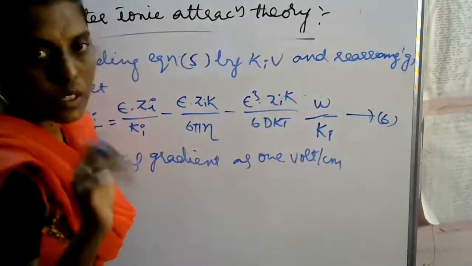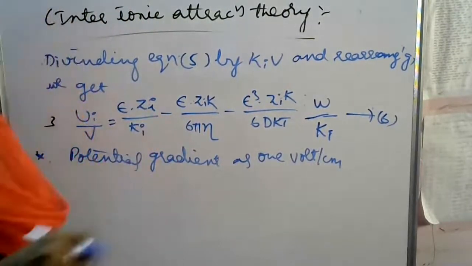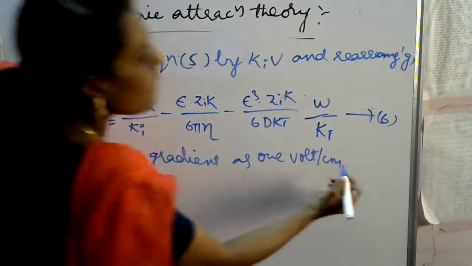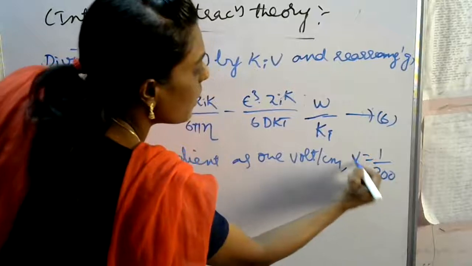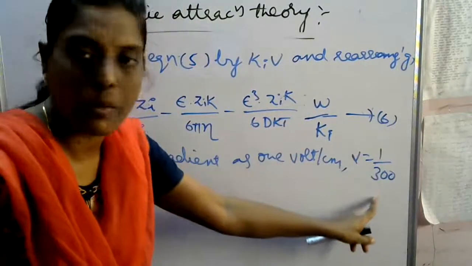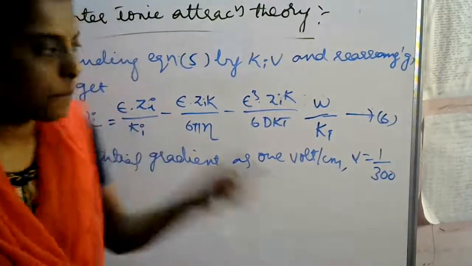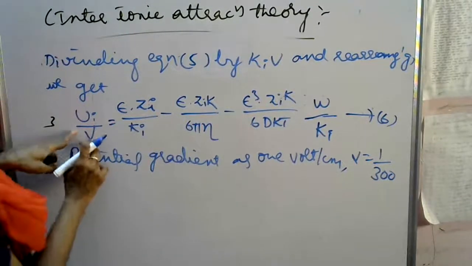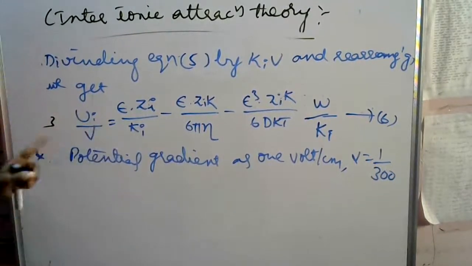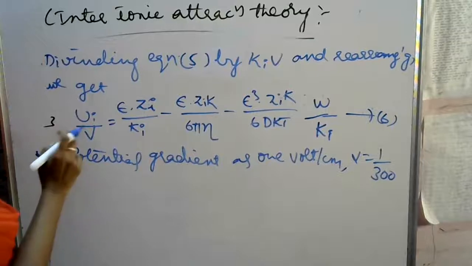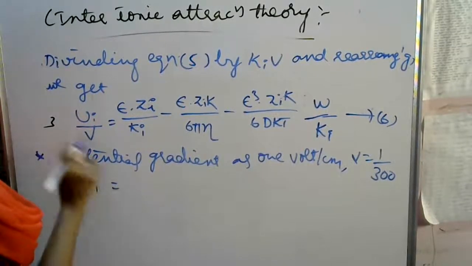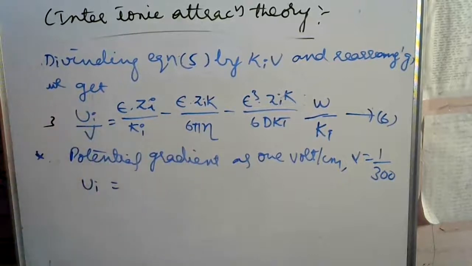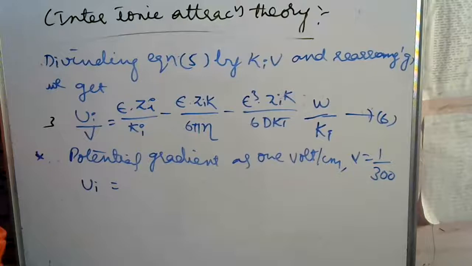We have to take V equal to 1 by 300. Wherever we have V, we have to apply 1 by 300. Actually we have V in the denominator, so we have to send this term to the other side. So then what will we get here?